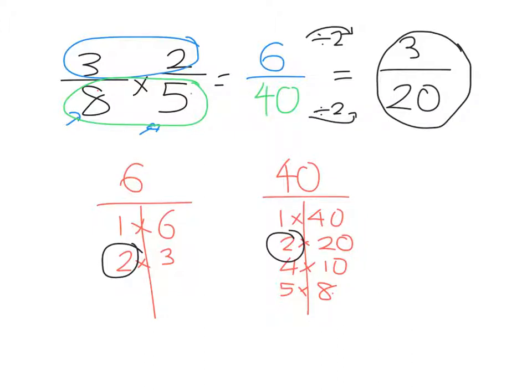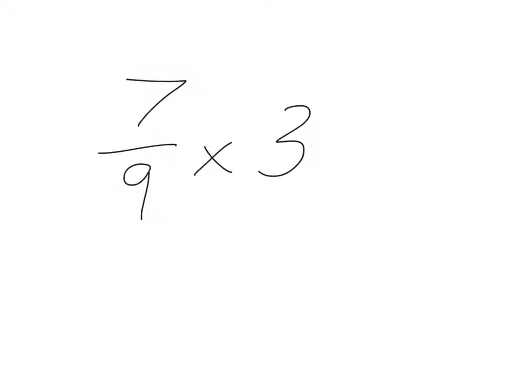Okay, check your work. Okay, students, 7/9 times 3 is different than the one we saw before because this is not a fraction by a fraction. It's a fraction multiplying by a whole number. So 7/9 times 3, I'm going to treat that 3 as 3 over 1. So remember, in multiplying, we just go straight across.